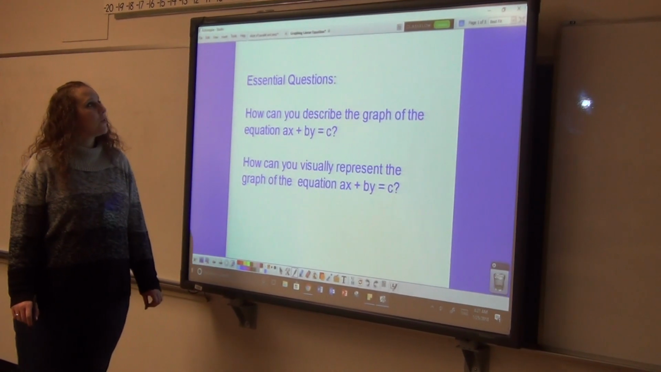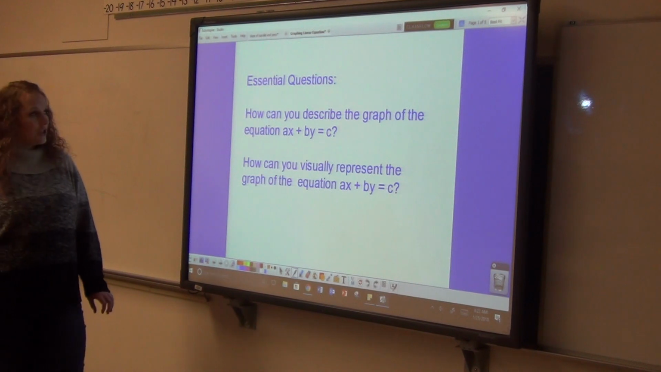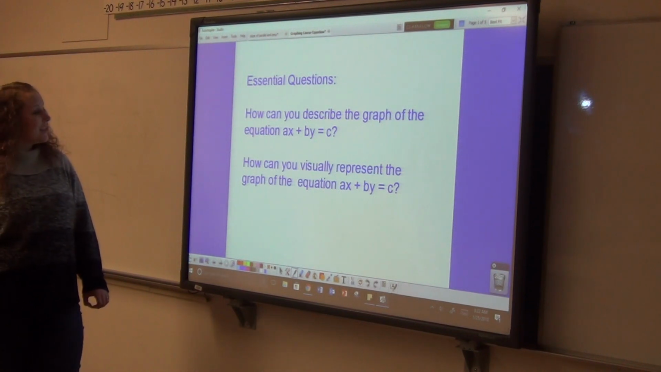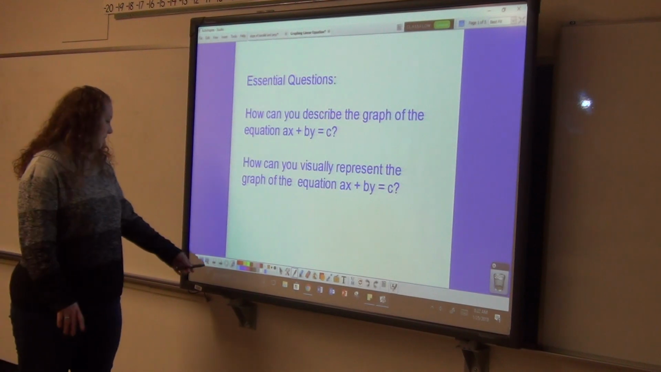Today we are talking about graphing linear equations in standard form. We want to be able to answer these two questions. How can you describe the graph of an equation, ax plus by equals c, and how can you visually represent the graph of the equation, ax plus by equals c?